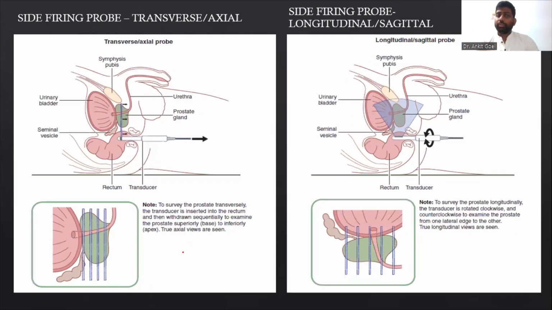Similarly, for a side firing probe, if we have to get a transverse view or axial view, we withdraw it gradually from the base to the apex. We get the transverse views. In case we want a sagittal view with a side firing probe, we have to rotate it sidewards to get this sagittal view. So these are very important to understand how we manipulate the transrectal probes.